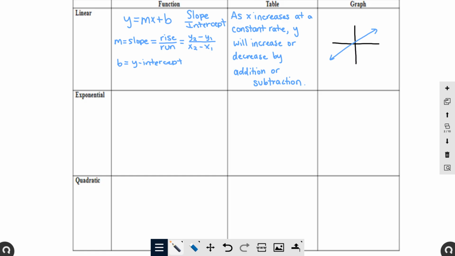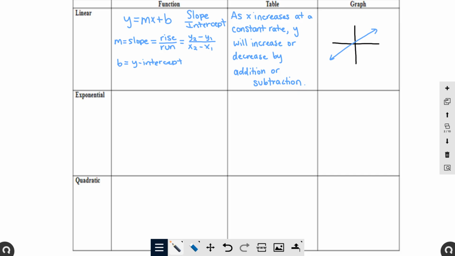When we do examples of tables, that will make the most sense, but you will be looking basically for patterns. What's the pattern in the y values? If you add the same number each time or subtract the same number each time, it will be linear.